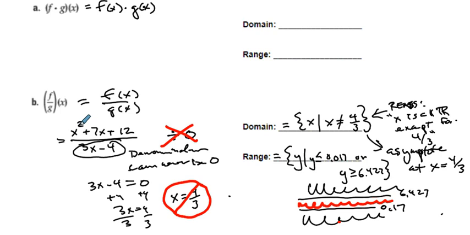Hopefully this helps. It's basically just looking at the graph and using your common sense and how you know how to write inequalities. We showed you how to account for the contingency of the one value that doesn't work, which makes your asymptote. So hopefully this helps.